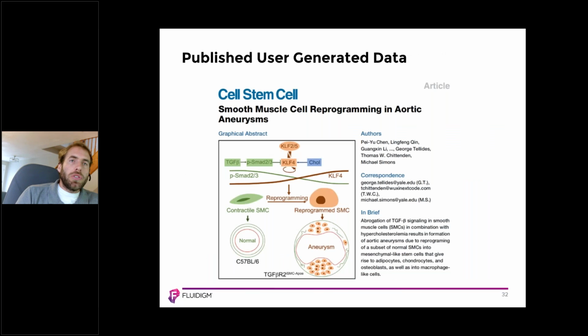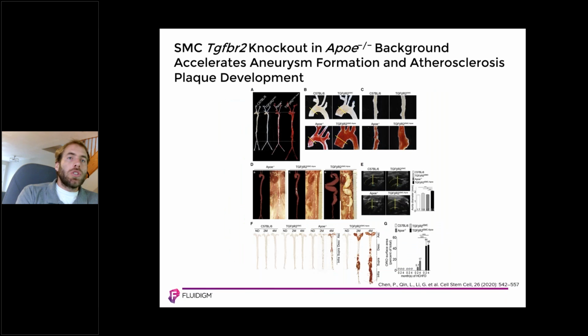So now we'll look at some user-generated data. The first example I have to talk about today was a paper that came out recently looking at smooth muscle cell reprogramming in aortic aneurysms. I love this paper because it's very visual, and the authors really told a very nice story that's cool to think about. Based on bulk RNA-seq samples from human patients with aneurysms, the authors discovered that there's an inhibition of smooth muscle cell TGF-beta signaling.